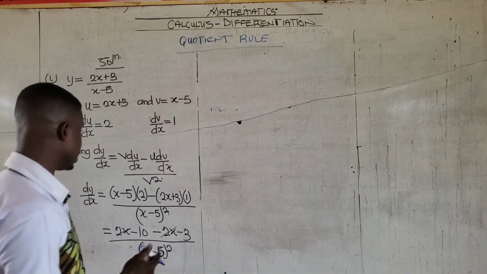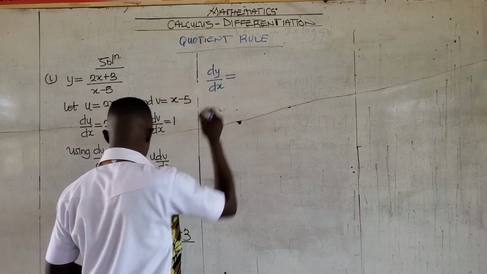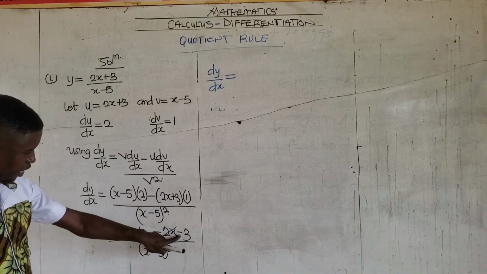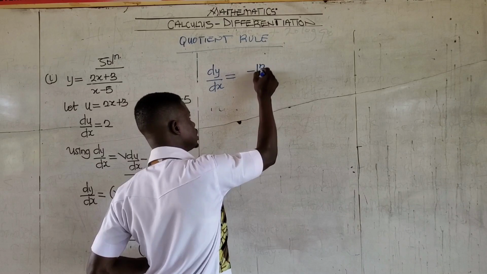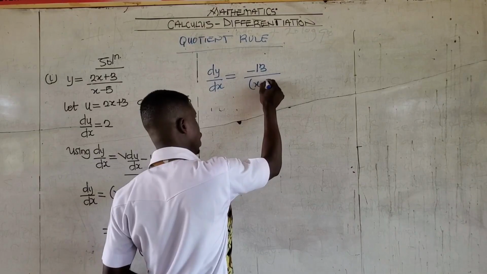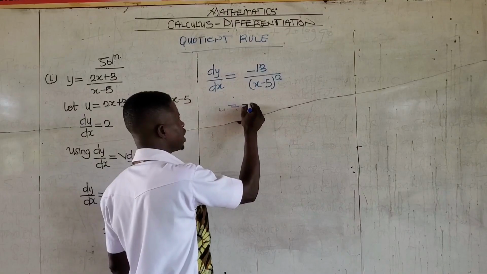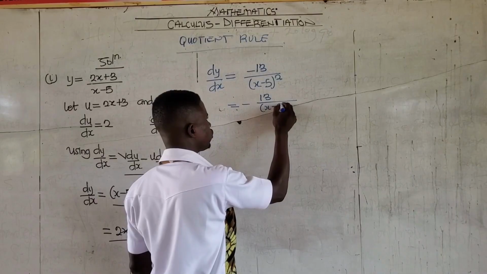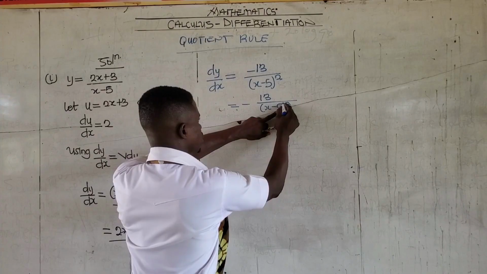So we are now going to obtain the expression dy over dx is equal to negative 10 minus 3. Negative 10 minus 3 is negative 13 divided by x minus 5 all to the power what? 2. And this can be written correctly as negative 13 over x minus 5 all squared. Simple as ABC. Good.